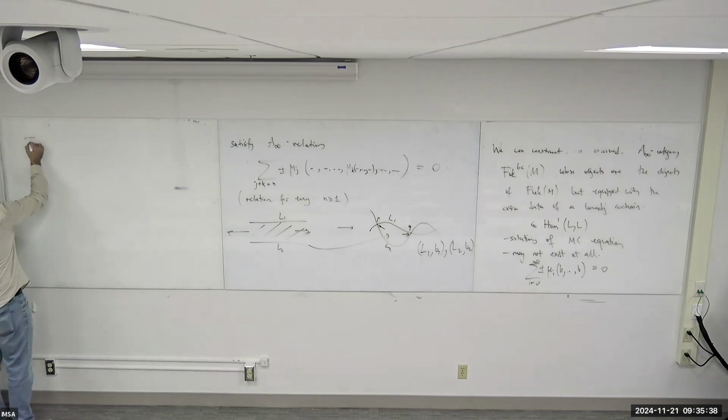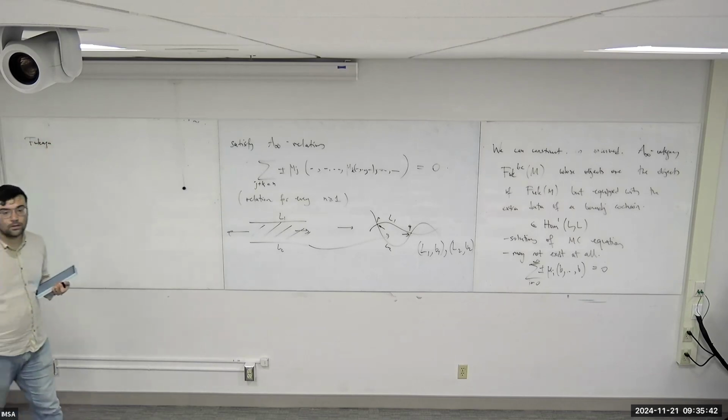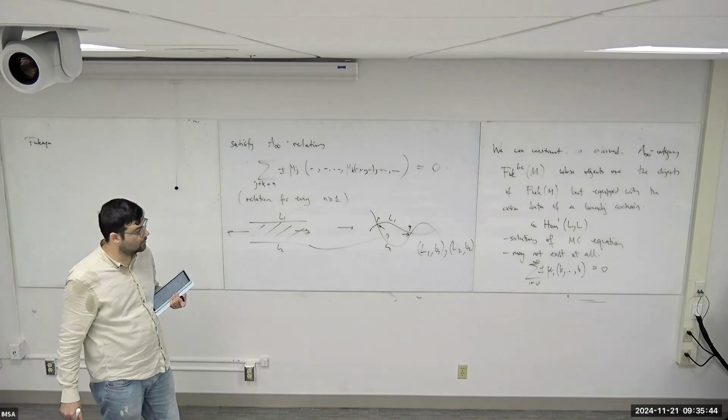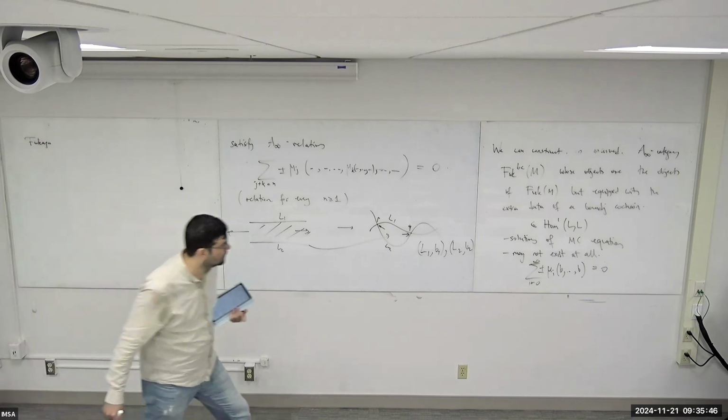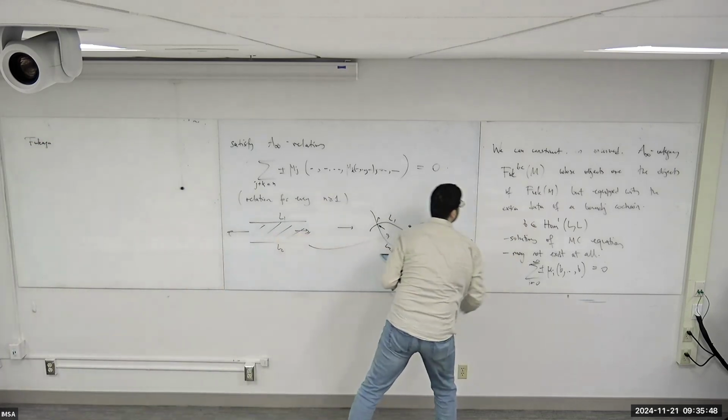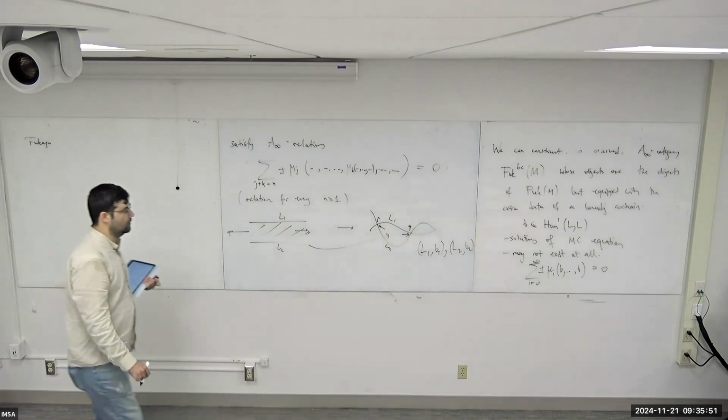Yes. My question is, so b is a bounding cochain. Okay, so bounding cochains are the same as solutions of the Maurer-Cartan equations. Yes. So I want to write the differential in that language.